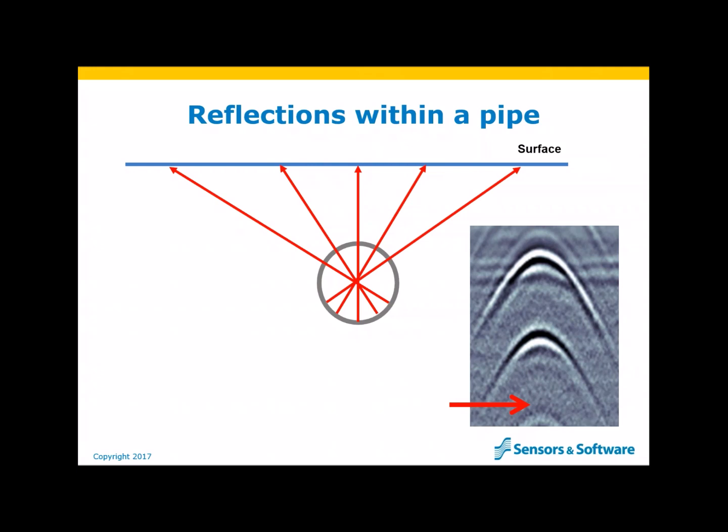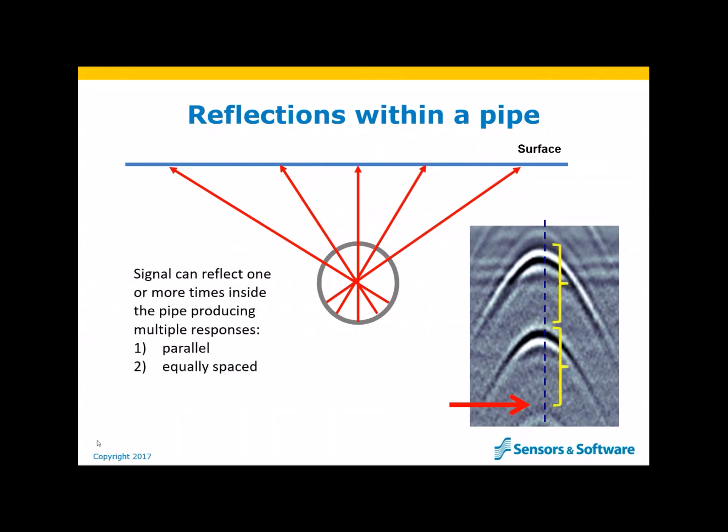You will sometimes see 4, 5, 6, or even more hyperbolas caused by GPR energy becoming trapped inside a non-metallic pipe. The key points here are that all the hyperbolas will be identical in shape, perfectly parallel, and equally spaced. Because remember, the only difference between them is one diameter of the pipe.